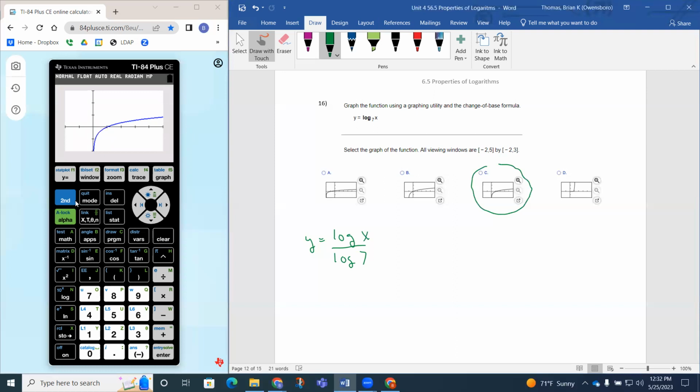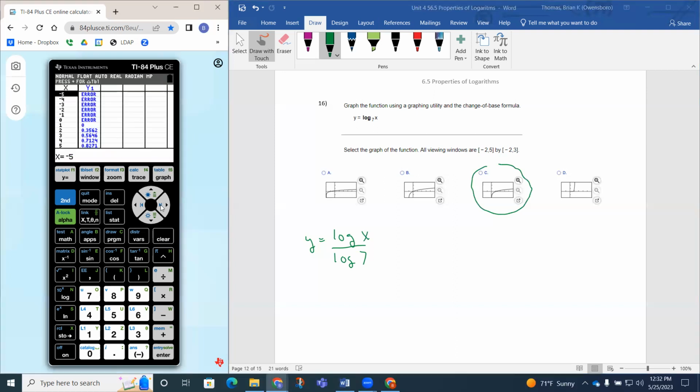So if I look at the table, notice that 1, 0 is there. And then notice how if you go to 0 and to the left, it's going to be domain restrictions. And since there's another ordered pair, 7, 1 would be another ordered pair, but it's not part of our viewing window.